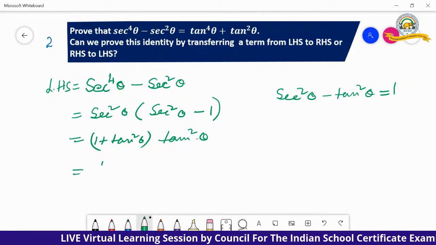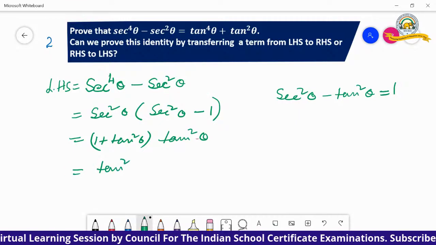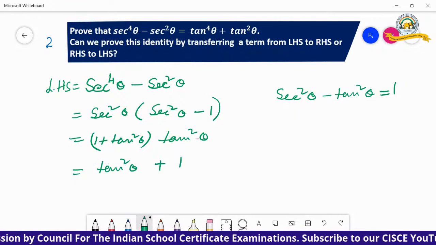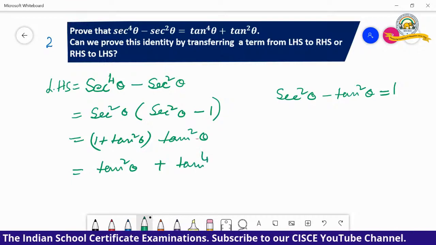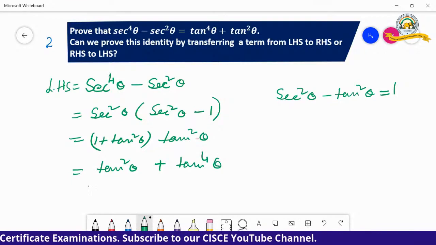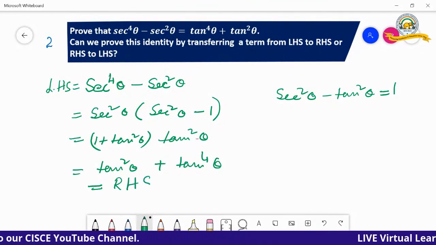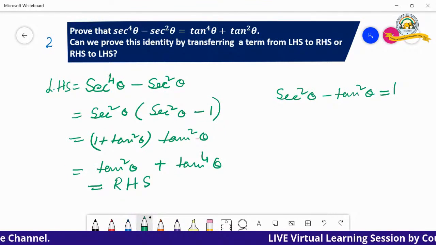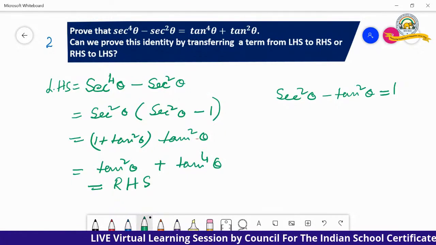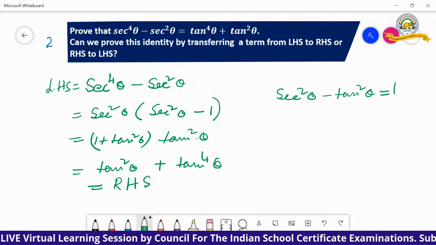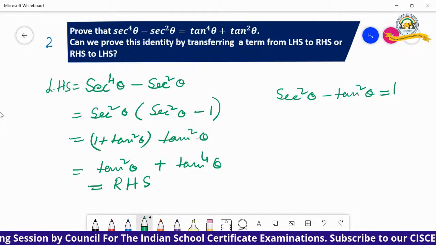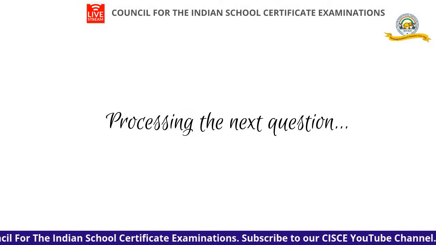Open it up. Tan square theta plus tan to the power of 4 theta. Simple. So that is equal to our right hand side. You can even work from the right hand side and go to the left hand side. So I hope it is clear. Without transferring any terms, you can work on the sum. Let's see what is our next question.